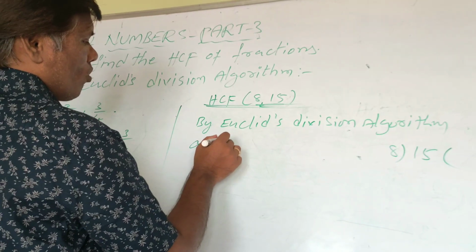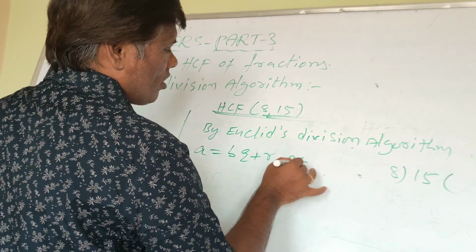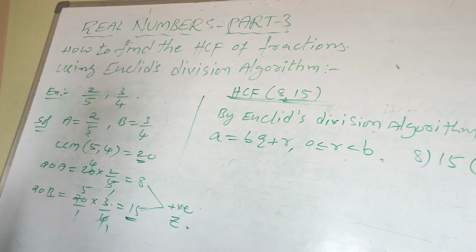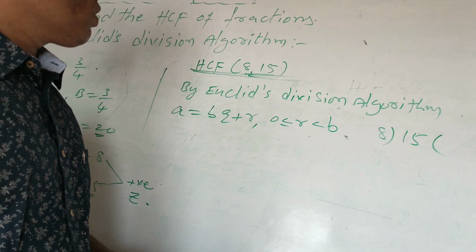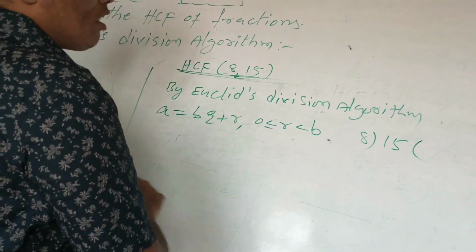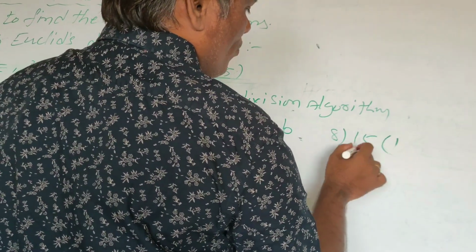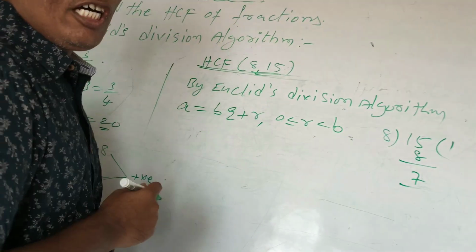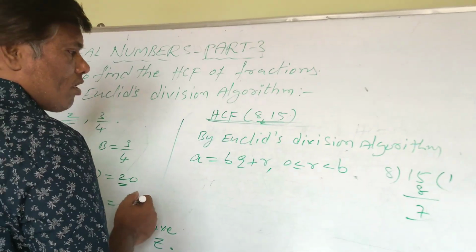What is Euclid's division algorithm? Dividend is equal to divisor into quotient plus remainder, where 0 is less than or equal to the remainder, which is less than the divisor. For the numbers 8 and 15, I will apply Euclid's division lemma, that is, I will divide the larger number by the smaller number. 15 by 8: 8 ones are 8, 8 twos are 16, which won't work, so 8 ones are 8. Subtracting, we get 7 as the remainder. We did not get remainder 0.